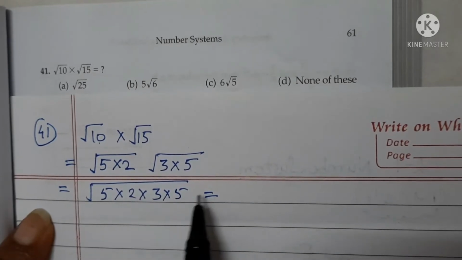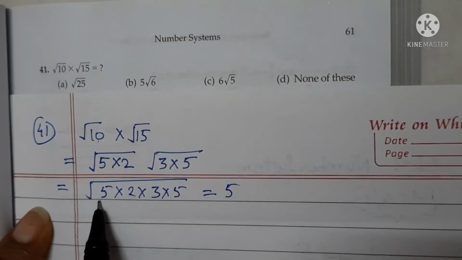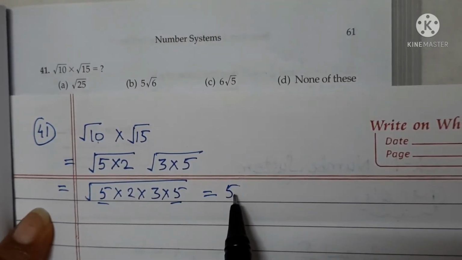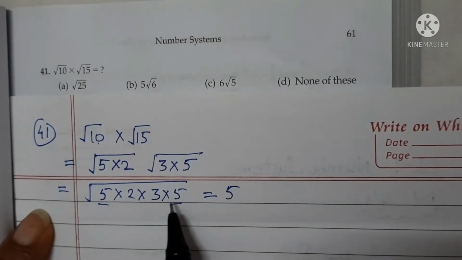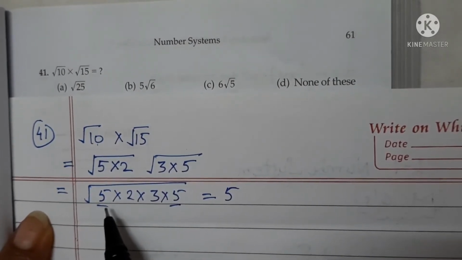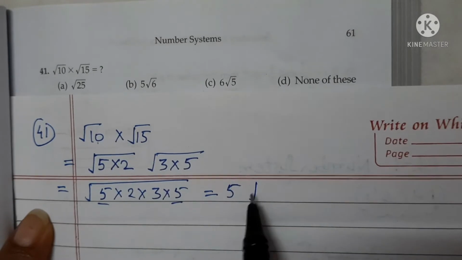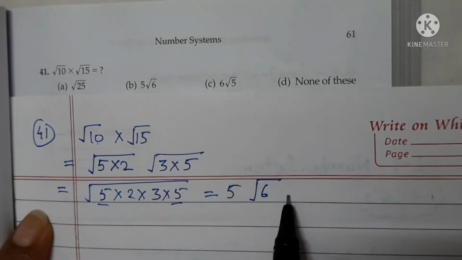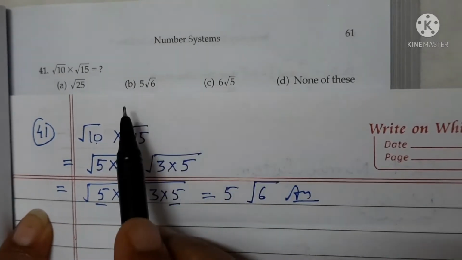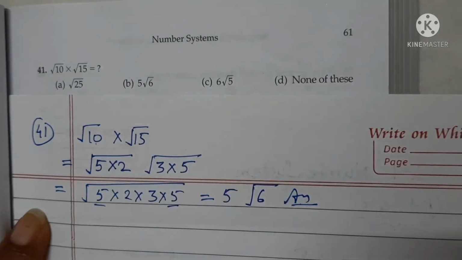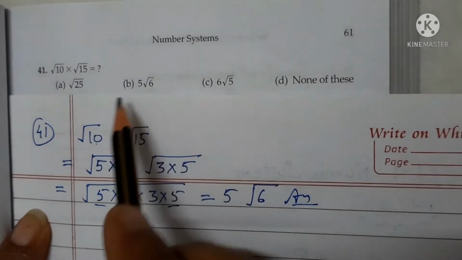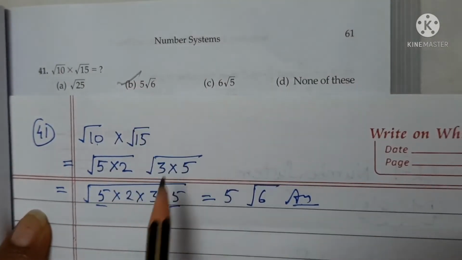This becomes, take 5 out, this is in pair, and 2 3s are 6, so 5 root 6. Answer. Option B is correct. Option 5 root 6.